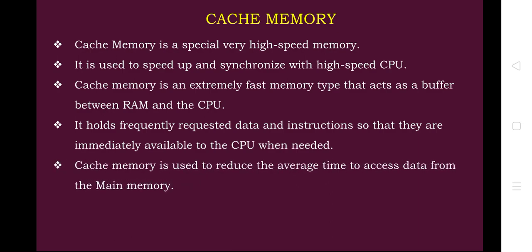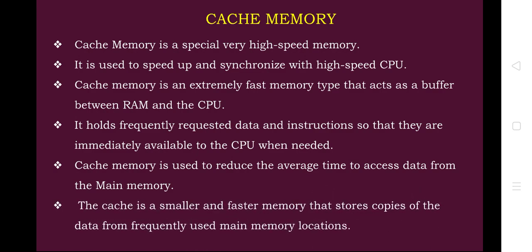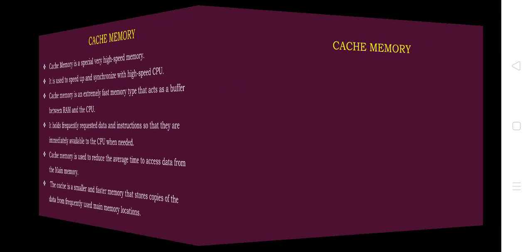Cache memory is used to reduce the average time to access data from the main memory. As we know, when the memory is fast, the access time will be less. That means we can access the memory quickly. So the cache memory plays an important role, which helps to reduce the average access time. The cache is a smaller and faster memory that stores copies of the data from frequently used main memory locations. As we said earlier, the data are brought into the cache memory in order to do faster processing. So the main memory data is brought to the cache memory for speedy access.